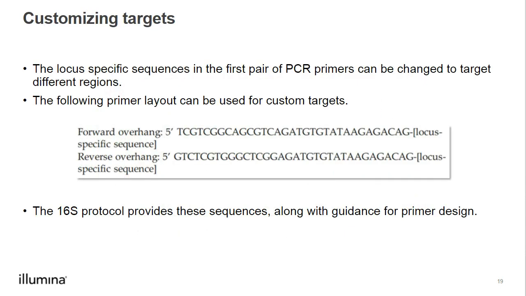So what if you'd like to target different variable regions in the 16S gene or a different genomic region altogether for your libraries? For customizing the amplified target, we can change the locus-specific sequences in the first primer pair to target novel regions of interest. We can use the primer layout here, which includes the same overhang sequences used in the standard protocol, and replace the locus-specific regions with the new sequences we want to use. The 16S protocol provides these primer sequences along with guidance and considerations for the locus-specific sequence design.